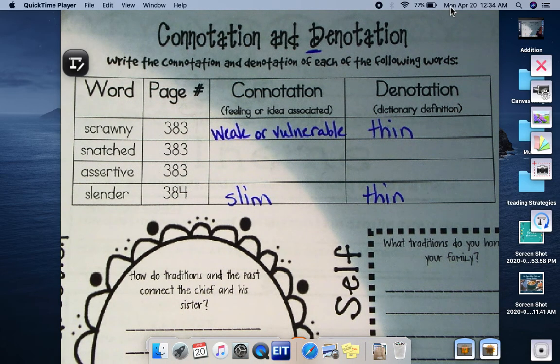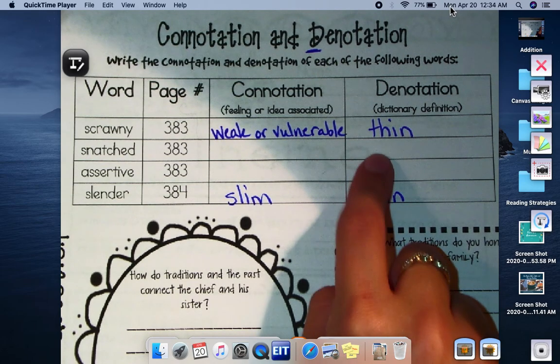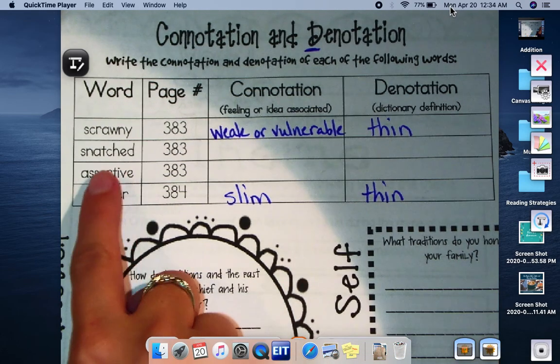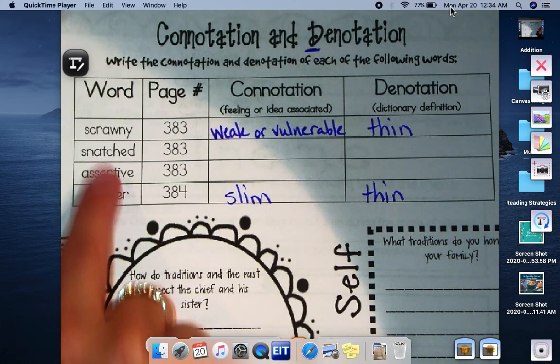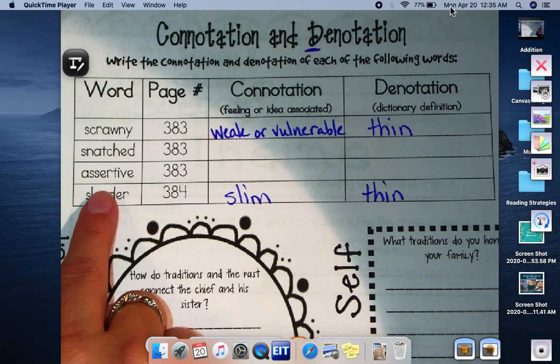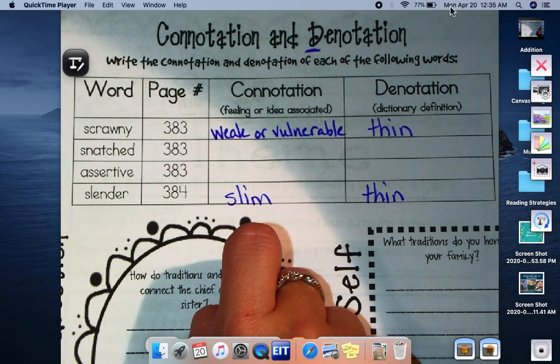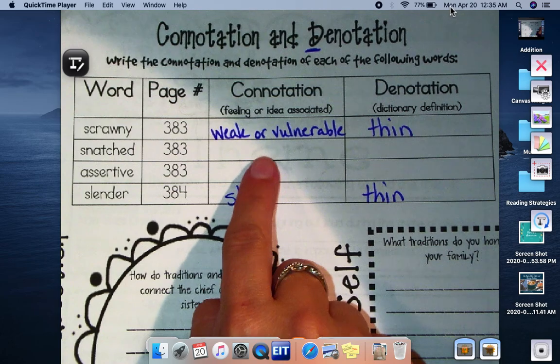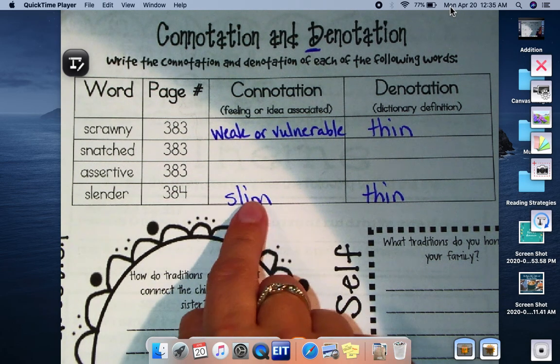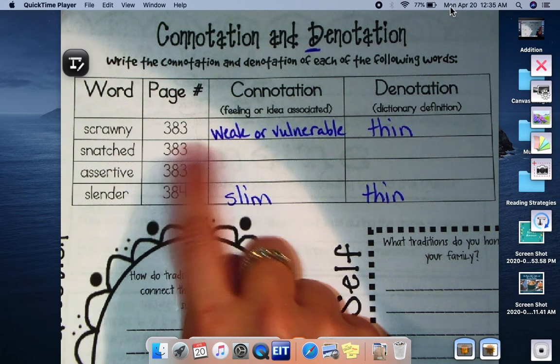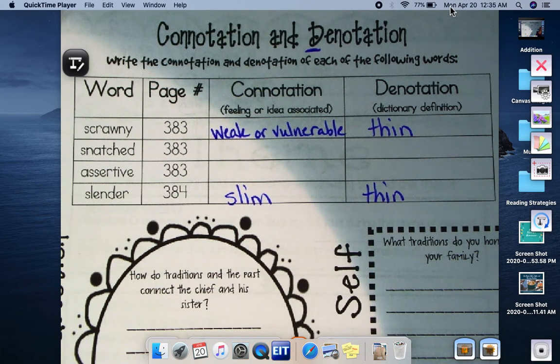Okay, so now I want you to find dictionary definitions, denotations for snatched and assertive. And then I want you to put what feeling you get from those words. And I don't just want good or bad. I want like what I showed here. Okay? All right. Go ahead and figure out the denotation and connotations for snatched and assertive. And fill them in below.